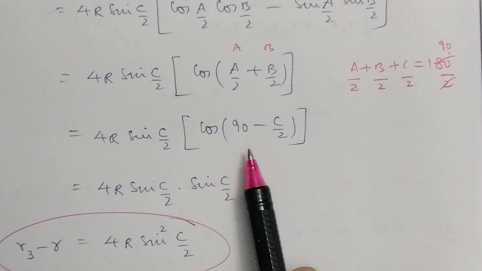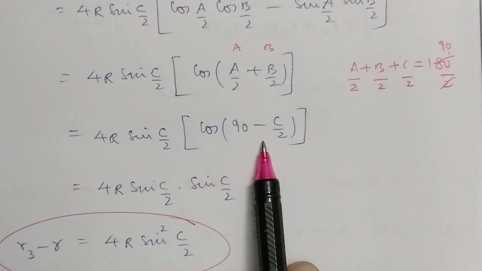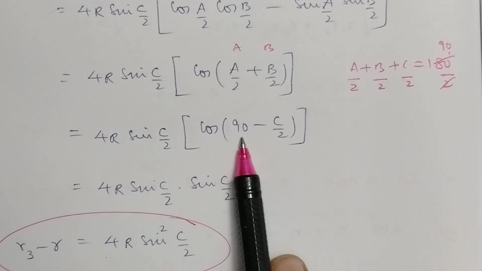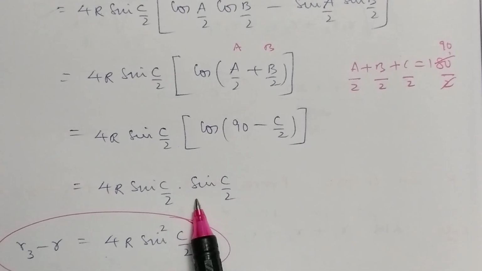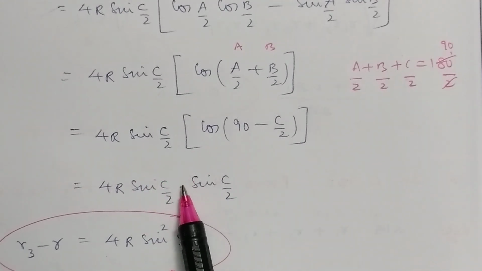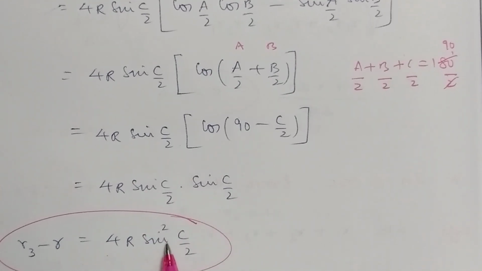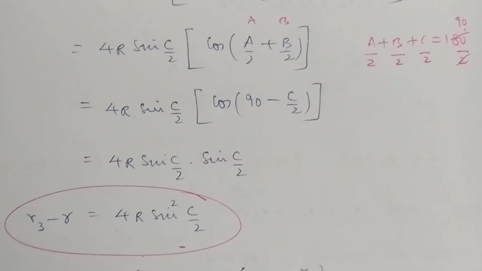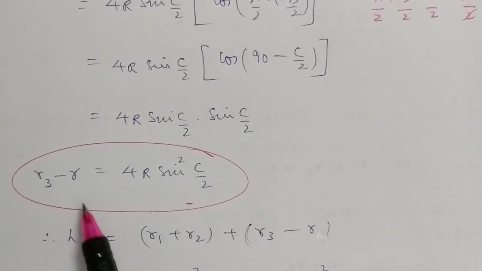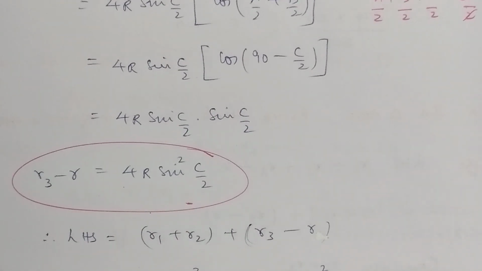Cos(90 minus theta) is sin theta. 90 minus, first quadrant, all positive. 90 is odd, so cos becomes sin. So sin C/2. There is 4R sin C/2 in the beginning. Sin C/2 into sin C/2 is sin square C/2. So R3 minus R is 4R sin square C/2.